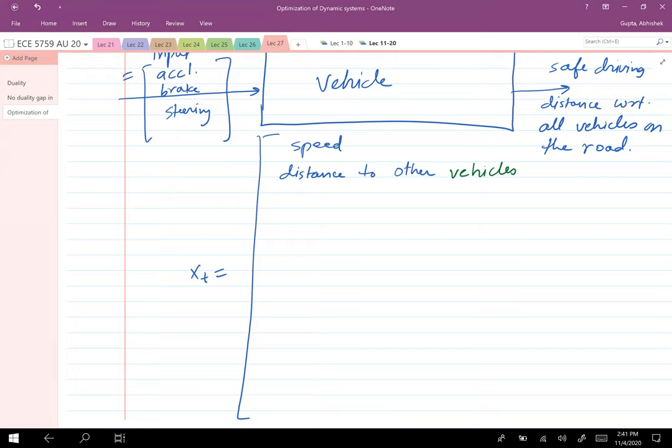Let me add one more: relative speed with respect to other vehicles. So it's not just the distance that matters, but also how quickly that distance is reducing or increasing, based on the differential of the speed between your car and the other vehicle.